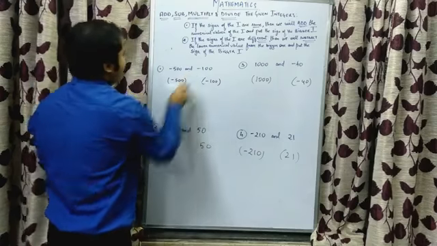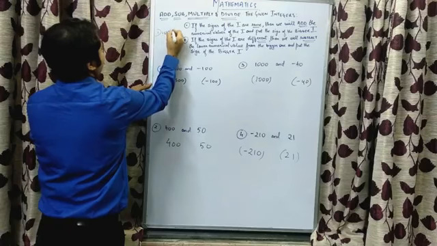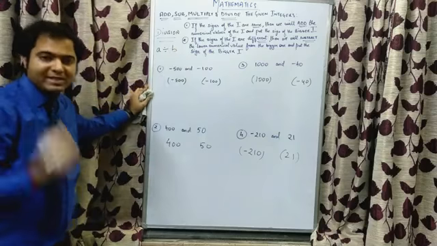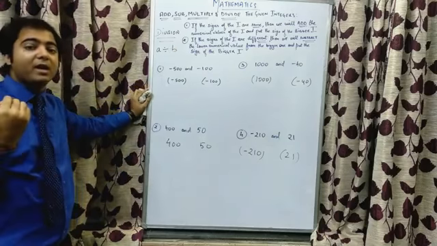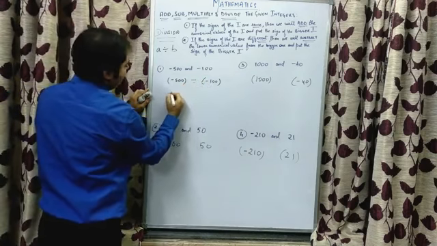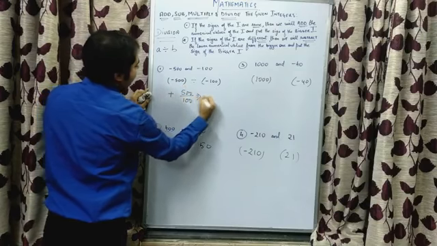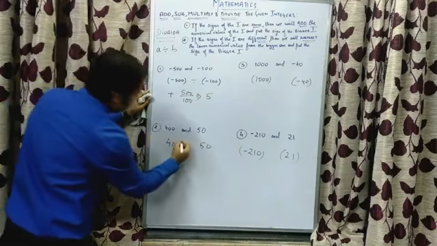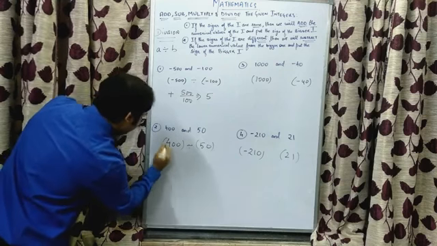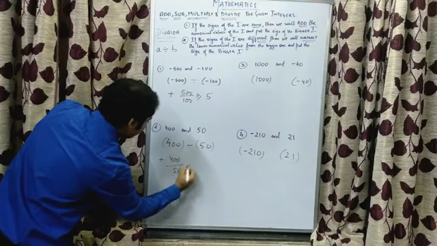The same method we will be applying for division also. Sign will be divided by sign, and integer value will be divided by integer value. Minus divided by minus will give you plus. 500 divided by 100 will give you 5. So your answer is 5. 400 divided by 50: plus divided by plus will give you plus. 400 divided by 50 will give you 8.